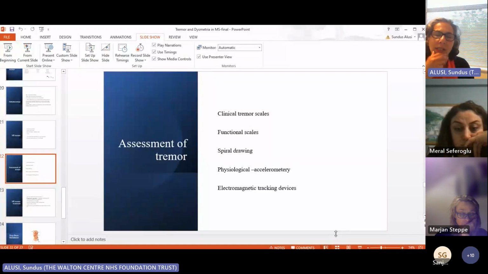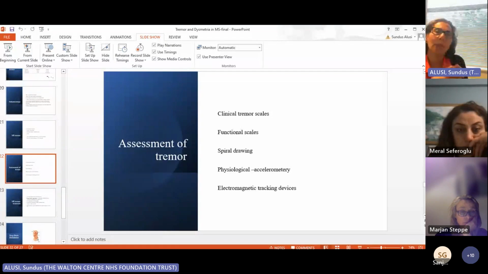There are many other functional scales like the 9-hole peg test and stuff like that. A really nice thing that you could do with them in clinic is to get them to draw a spiral. I'm sorry I didn't put an example here. I don't know if I can even draw it for you on the screen, but let's not try and do something too technical. You can get them to draw a spiral starting from inside, going outside. You all would have seen this 5 times.